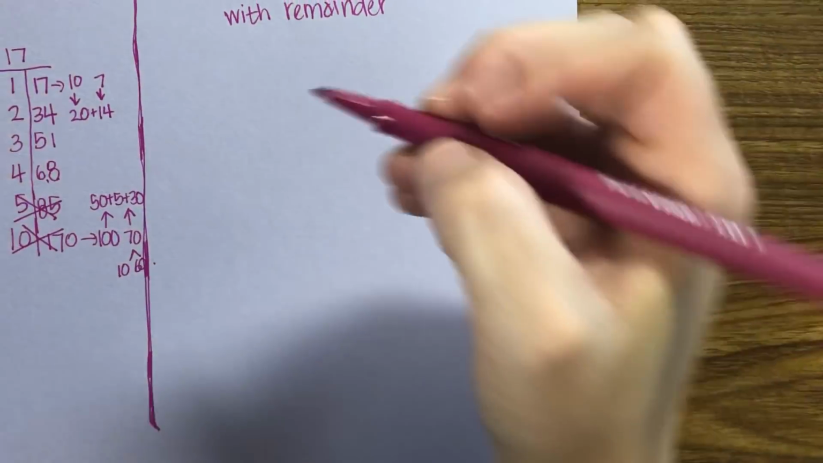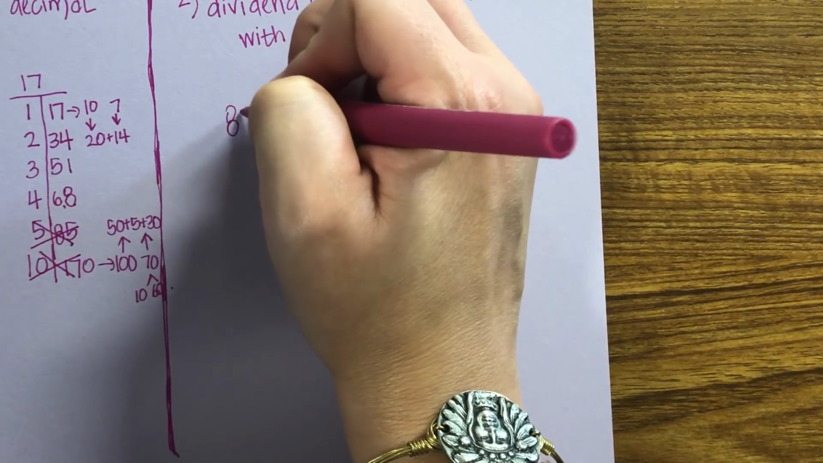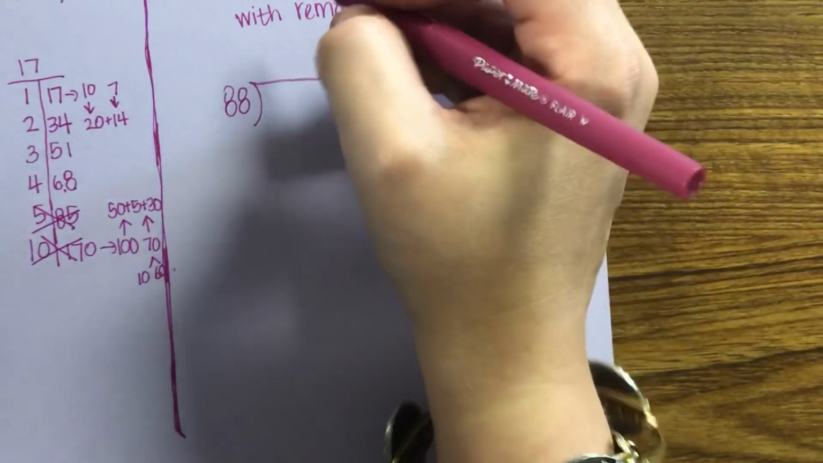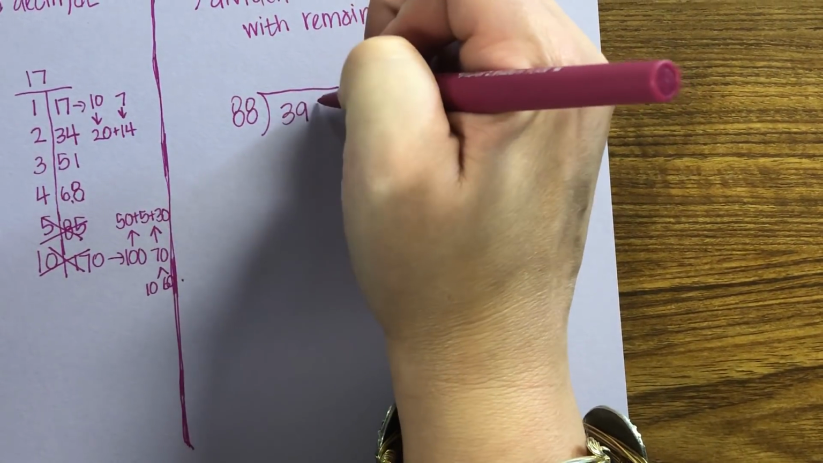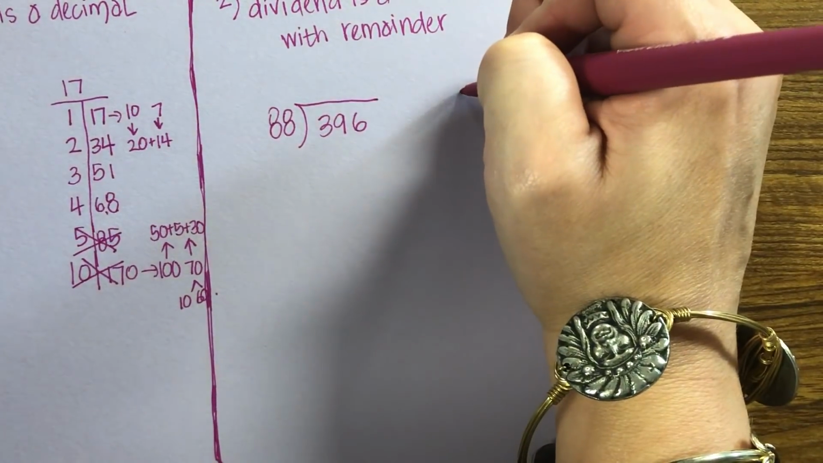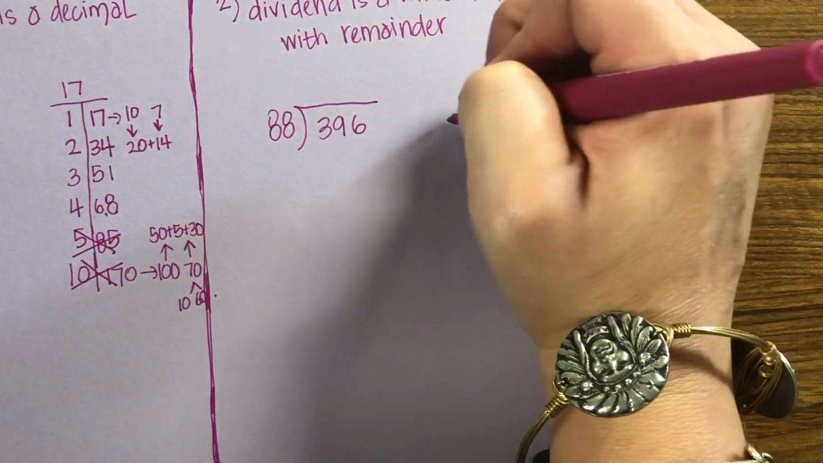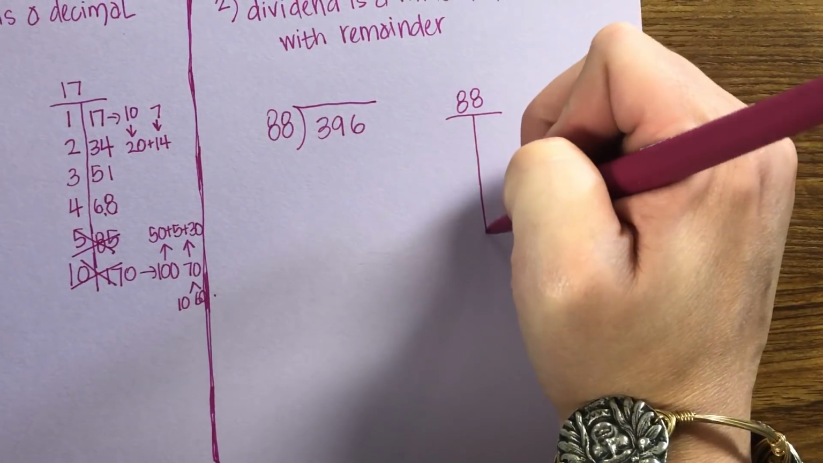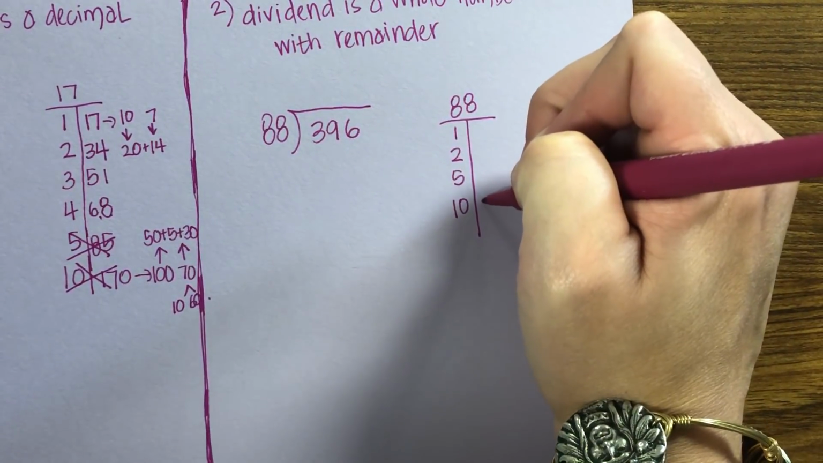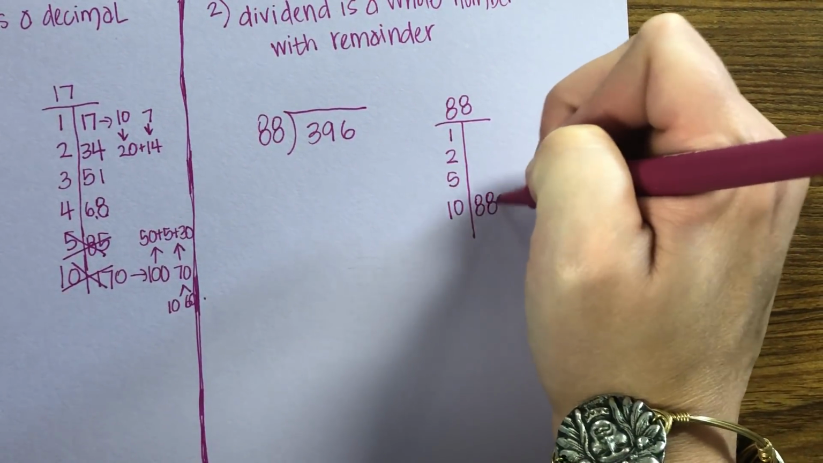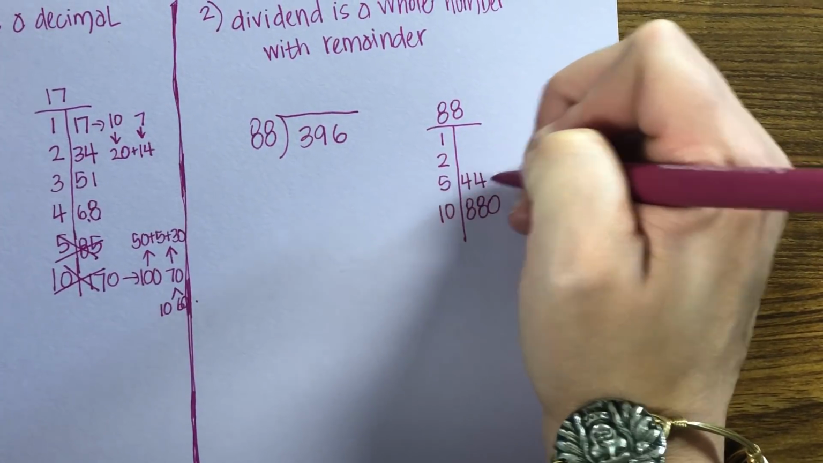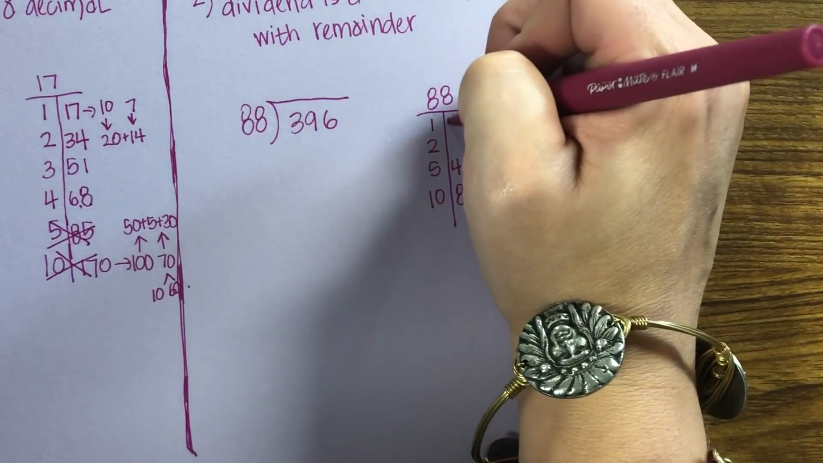So we're going to divide 88 into 396. Okay. And just like I did before, I'm still going to use benchmark numbers. Ten, of course, would be 880. Half would be a 4. Half of 8 would be 4. Up here, 88.